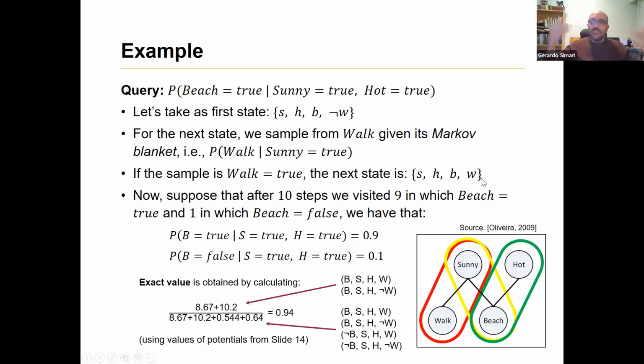So suppose I do that 10 times, a very small number, and we visited beach equals true 9 of the times, and just 1 in which beach is false. I was interested in beach equals true, so my approximation would be 0.9 against 0.1. And the exact value is 0.94. You can do the math with the potentials from the original slide 14.